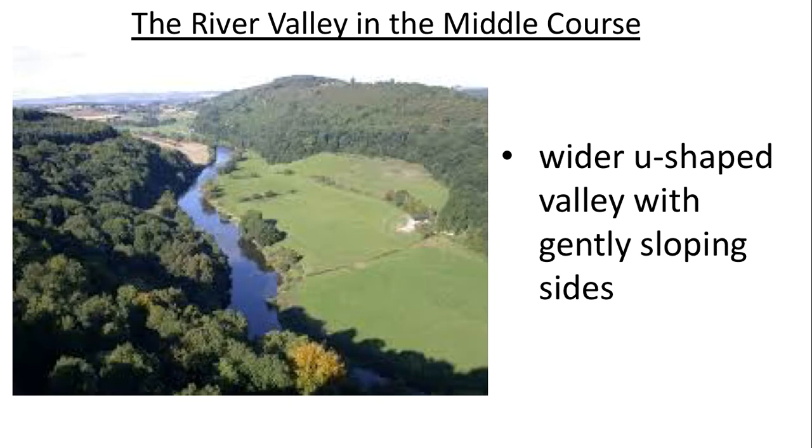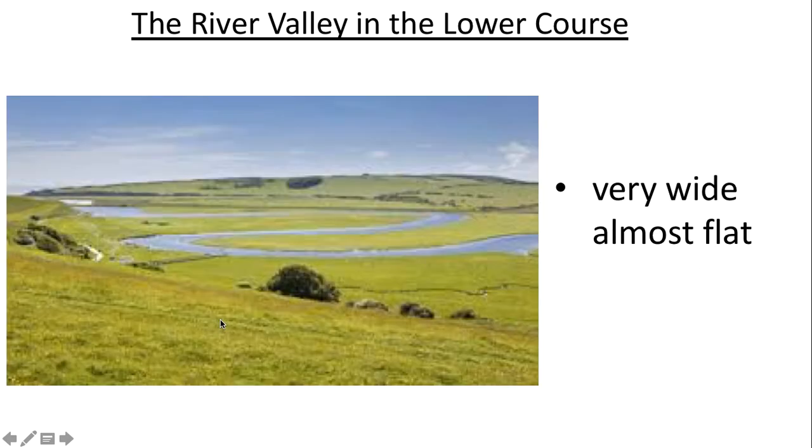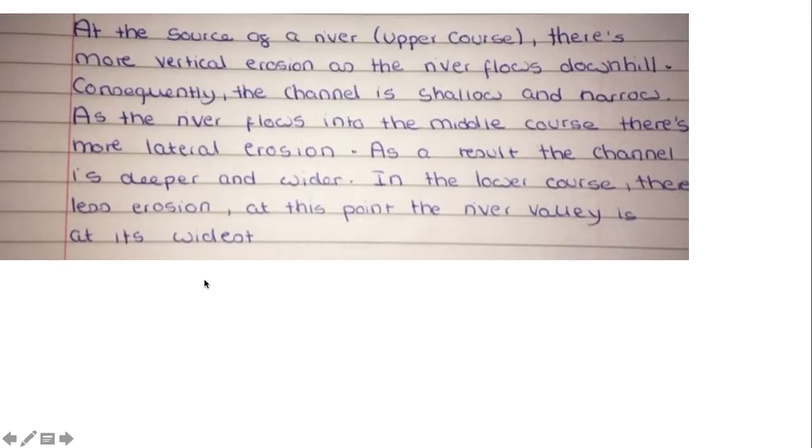In the middle course the valley is now more U-shaped. It's got a wide, flat bottom with gently sloping sides. In the lower course, the river valley is almost flat. It's very wide and almost flat at the sides. This question asks you to describe how the river valley changes. But some people explained it. If it's a describe question, you just need to say what it is. You don't need to say why it is.